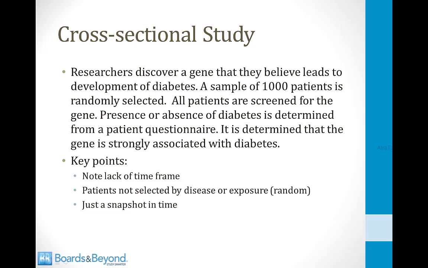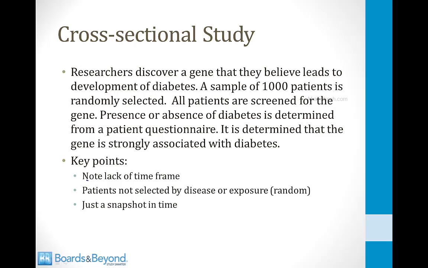That would require studying patients over time, as we'll see in other types of epidemiology studies. Here's a third example of a cross-sectional study. Researchers discover a gene that they believe leads to development of diabetes. A sample of 1,000 patients is randomly selected. All patients are screened for the gene. Presence or absence of diabetes is determined from a patient questionnaire. It is determined that the gene is strongly associated with diabetes.